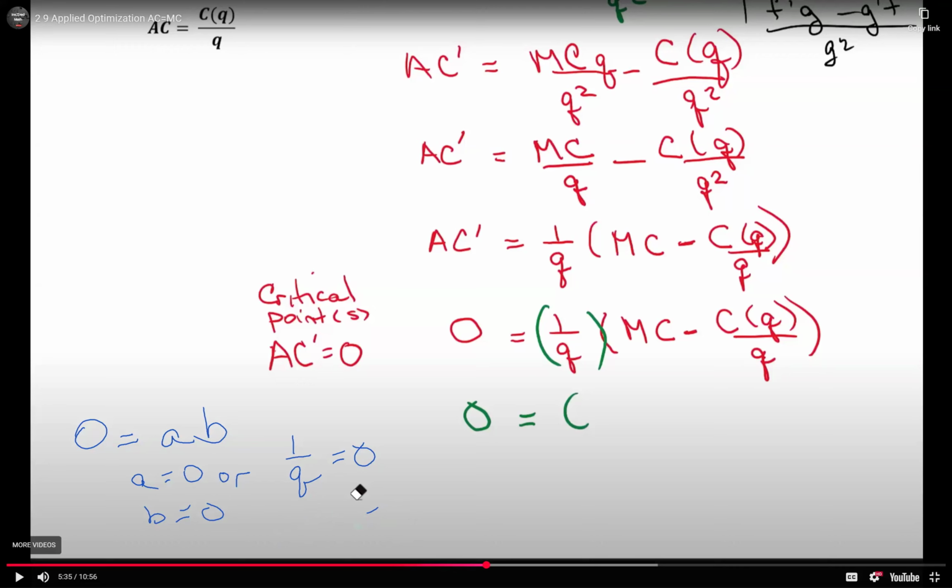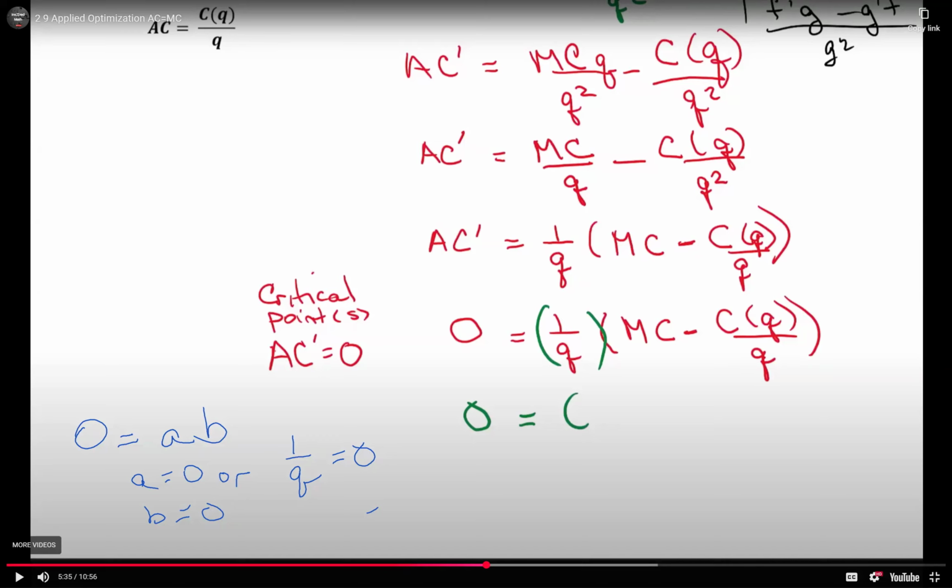Since I can't divide by 0, and there's no way to make 1 over Q equal to 0, 1 over Q looks like this. There's an asymptote at 0, remember? It can't equal 0. You remember that 1 over X?